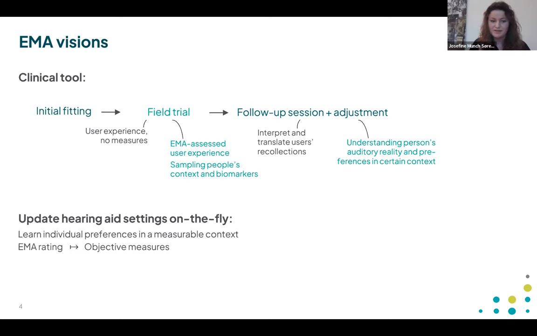Because for such a system to work seamlessly, we cannot rely on subjective reports from EMA. One, because it's quite a burden on people to have to fill in these EMAs on a continuous basis. And two, because it's not a seamless adaptation if we have to rely on user input. So we need to be able to measure these preferences objectively.